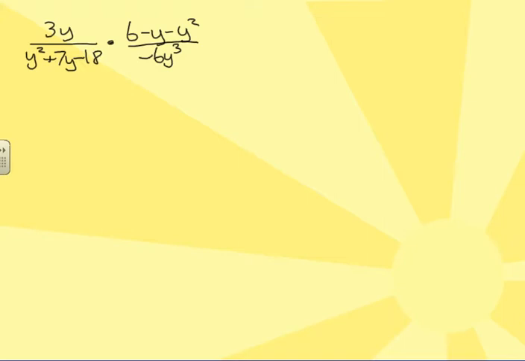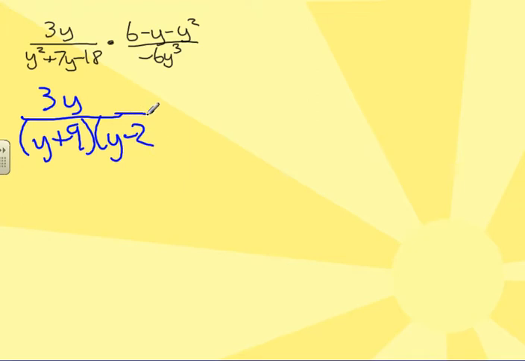I'm going to start by factoring the left-hand side on the numerator at the top. We have 3y. That can't be factored anymore, so I'm just going to leave it the way it is: 3y. The bottom can be factored, and that's factored out as y plus 9 times y minus 2. Let's look at the second side.